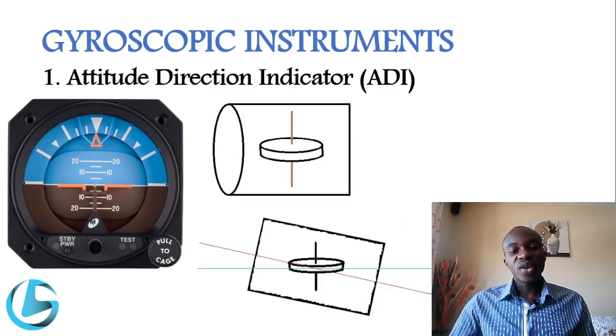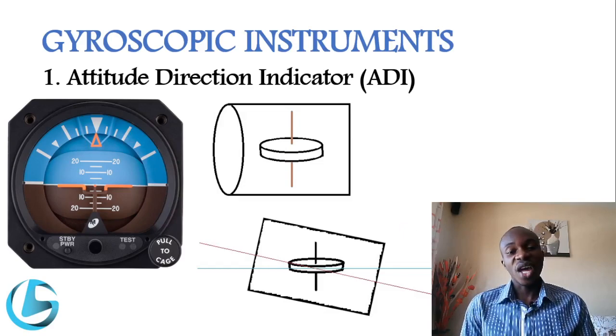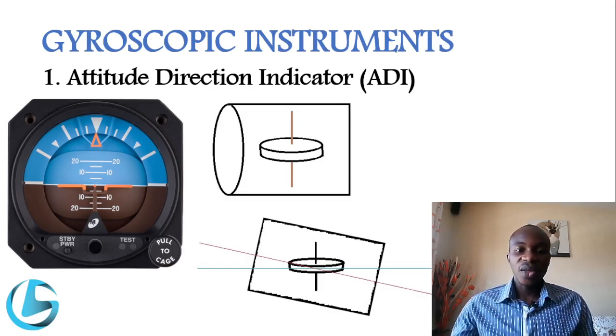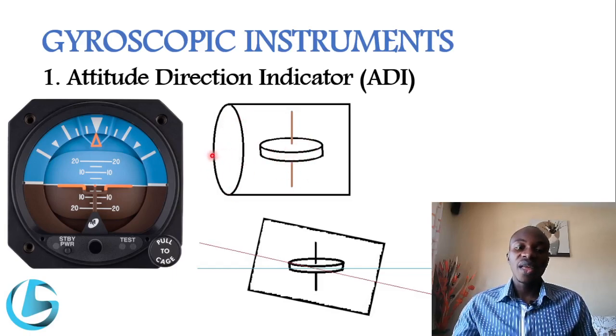Now, an attitude direction indicator uses a vertical gyro, a vertical gyro which has a vertical axis. The main characteristic of a gyroscope that is used in this instrument is rigidity in space. And this gyro has 3 degrees of freedom about its 3 axes. So let's see how the gyro works inside this instrument. This is a vertical gyro, and this is the instrument face, with the plane of rotation of the gyro passing through the gyro, horizontal with the instrument.